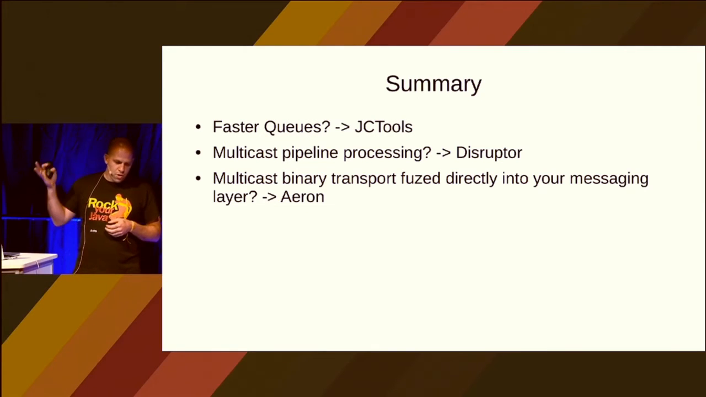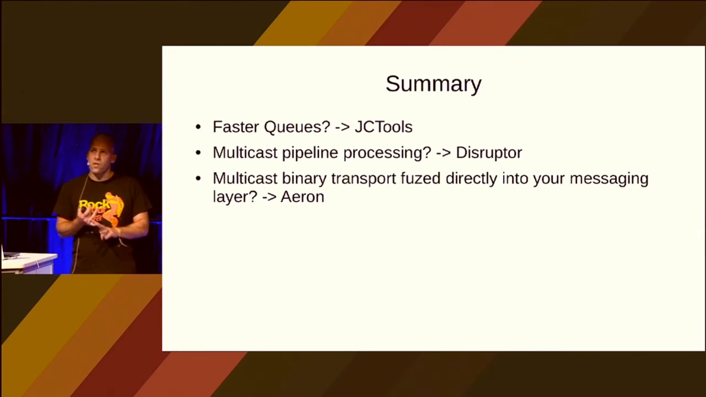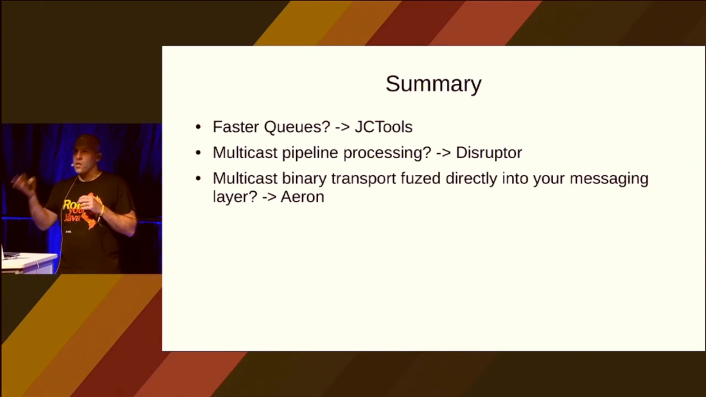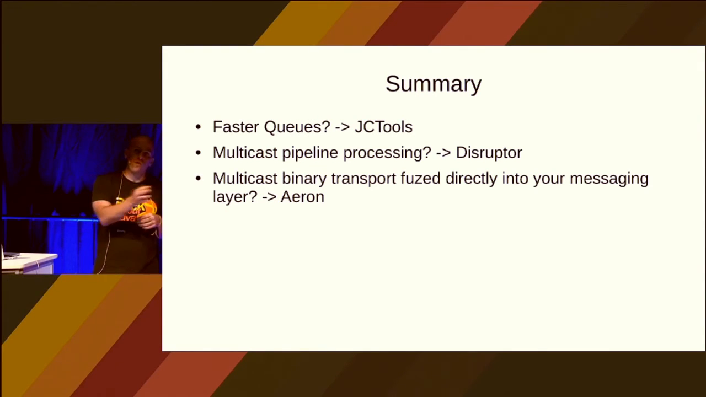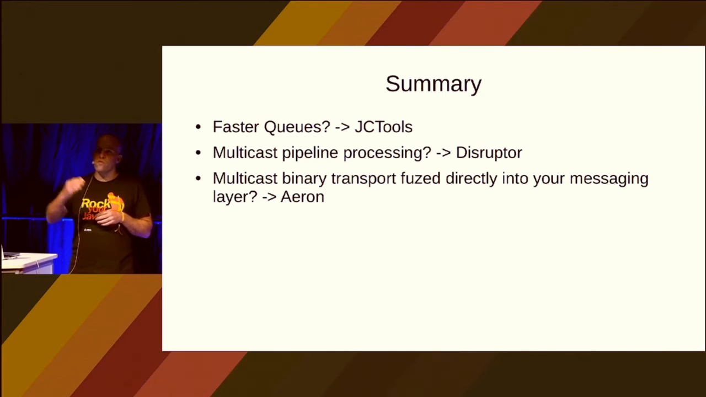Before I go into it, just a summary of where each one fits. So if you need faster queues and you need the queue interface, deliver once, and you want to have a minimal sort of transition to just faster queues, use JCTools. If you have this sort of use case where you need to chain your consumers, you want to multicast events to several stages in your pipeline, Disruptor is a great fit.